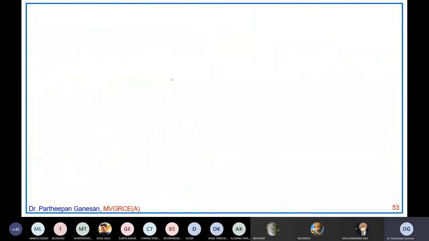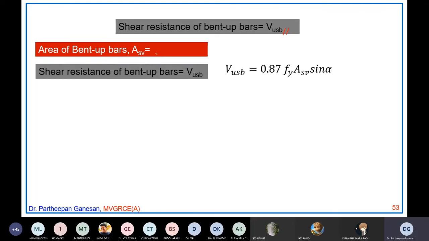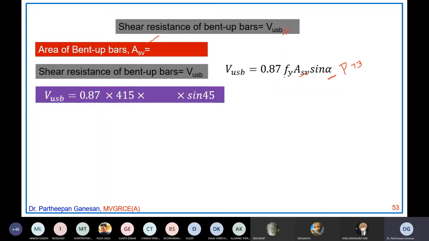VUSB is the shear transferred to the bent up bar. That also you find from ASV. The formula for shear resisted by the bent up bar is given on page number 73, where alpha is the degree of bend up. So 45 degrees is given. ASV you know from how many bars are bent. So VUSB is 0.87 FY ASV into sin 45.